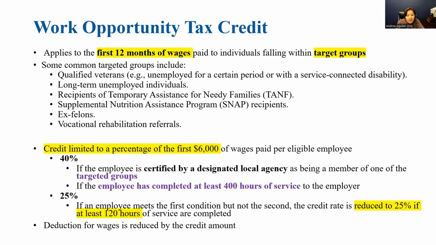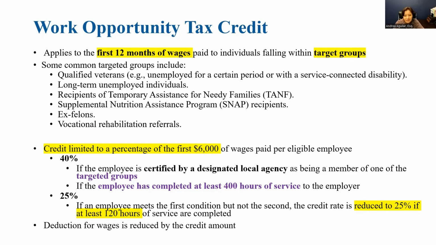Okay. Here we have a detail that is very important. It says that the deduction for wages is reduced by the credit amount. And this is something that you should remember. If you're conducting a business and you're paying your employees, that will automatically give you an above the line deduction, right? You're going to reduce your taxable income by this amount immediately. What we're telling you here is that you cannot get a double benefit for the same amount.